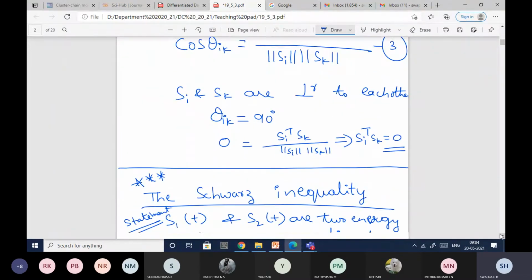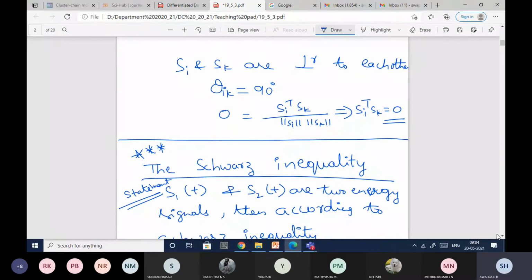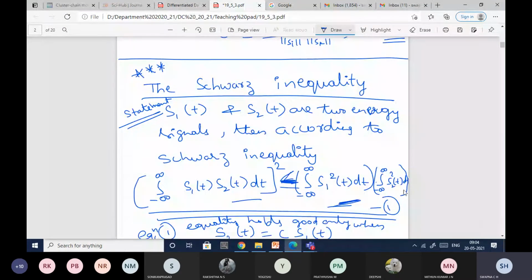And then after that, I started a new derivation. It is nothing but the Schwarz inequality. According to the Schwarz inequality, what I need to show is that when you multiply the energy signals S1 of t and S2 of t, and integrate from minus infinity to plus infinity and square that, it will always be less than or equal to the energy of S1 of t times the energy of S2 of t.